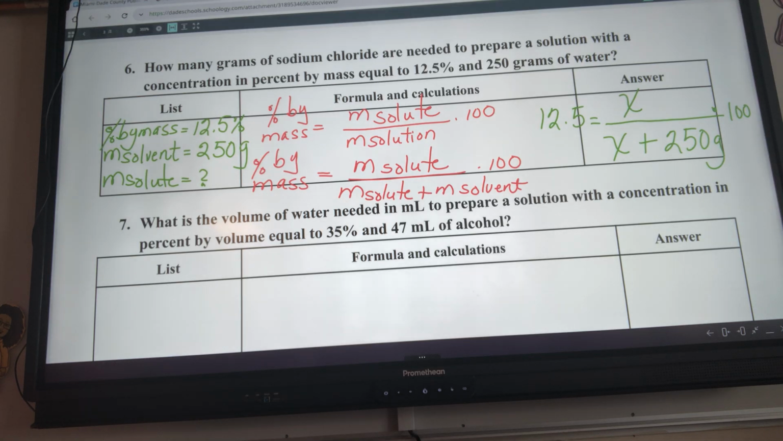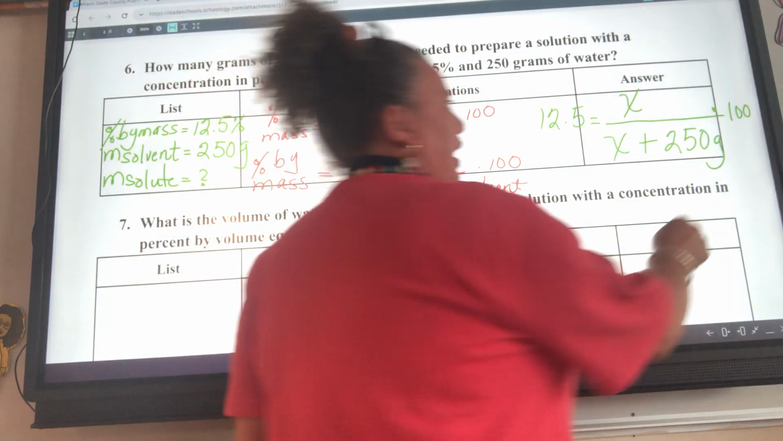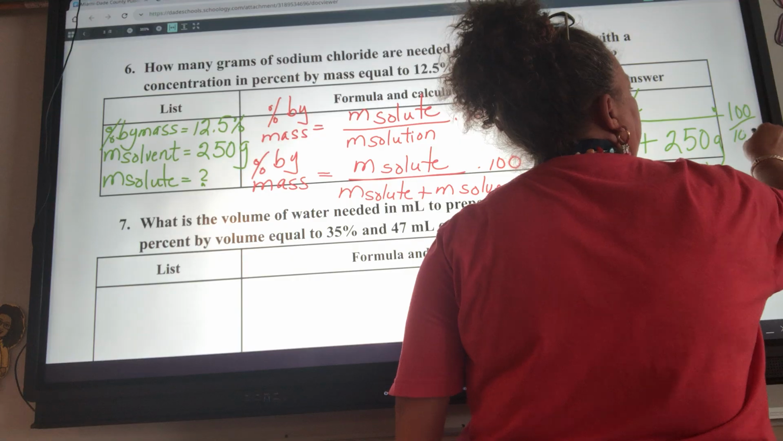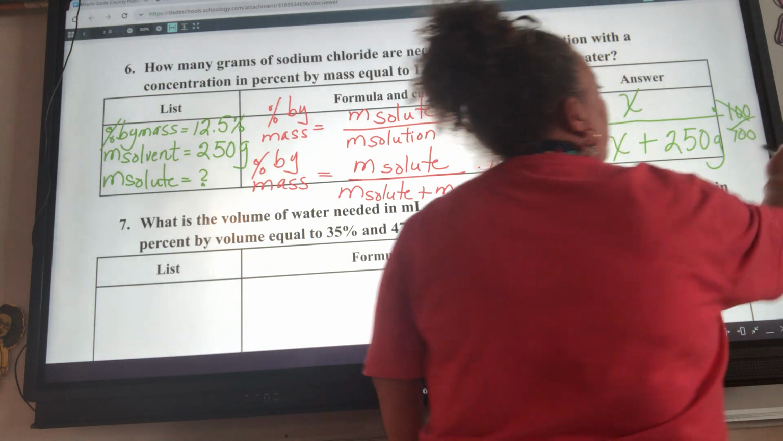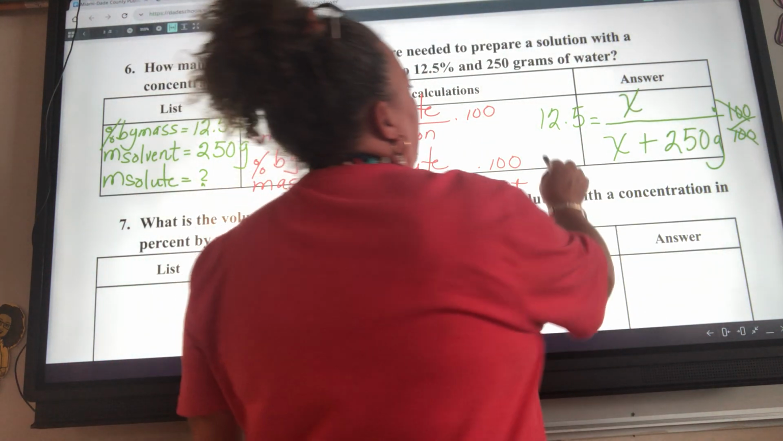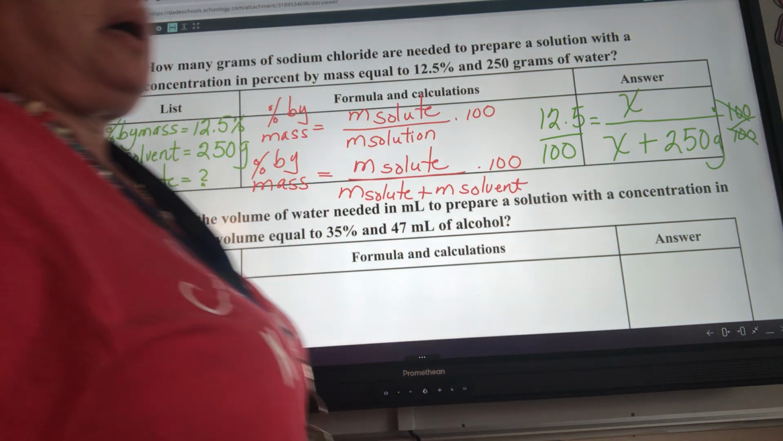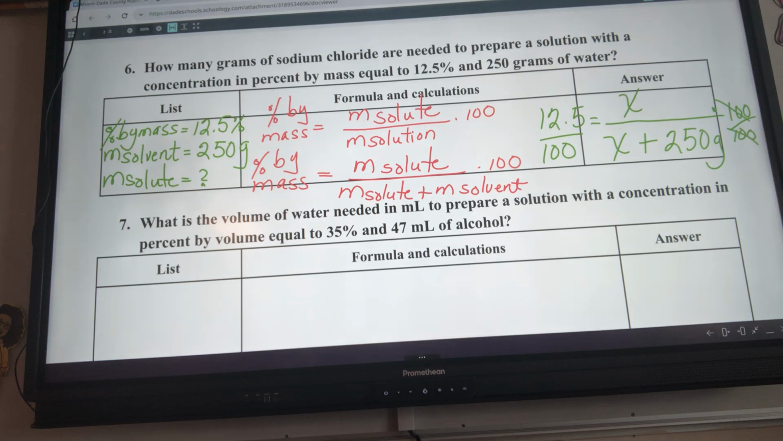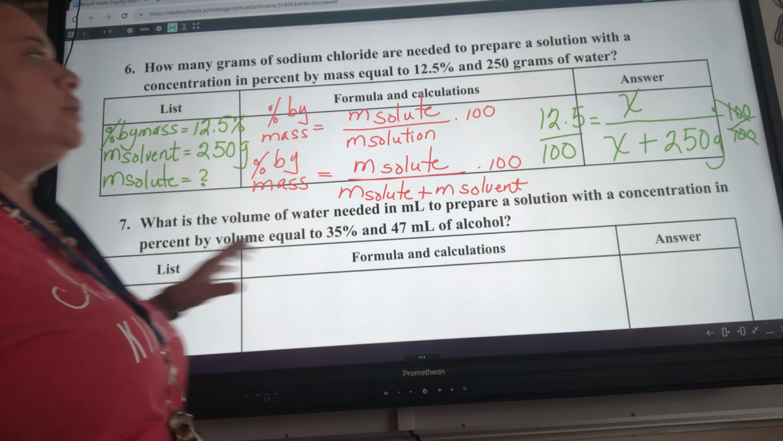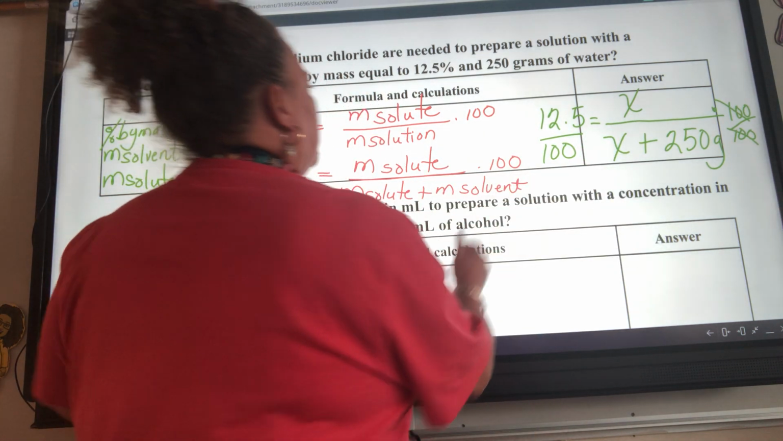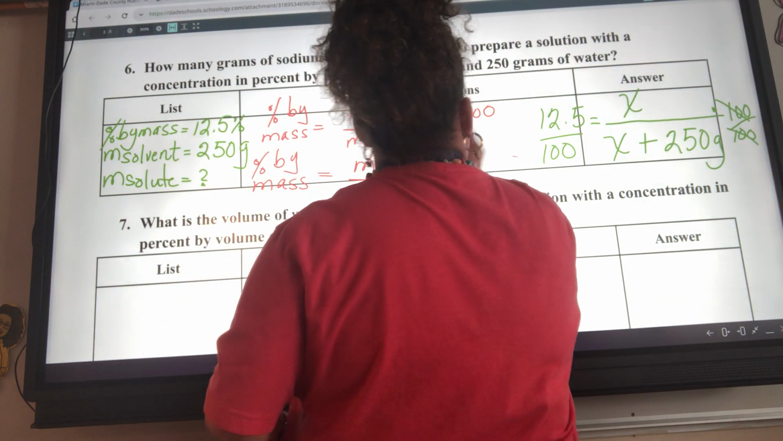A ver, Carlos, help me here. Voy a dividir por 100. So I'm going to get rid of 100 on this side. I'm dividing. Whatever I do on one side, I have to do the same on the other. Can I erase all of that to show you how to solve that equation? Okay, so I'm going to erase all of this so I can show you how to solve this, because I want to do that step by step.